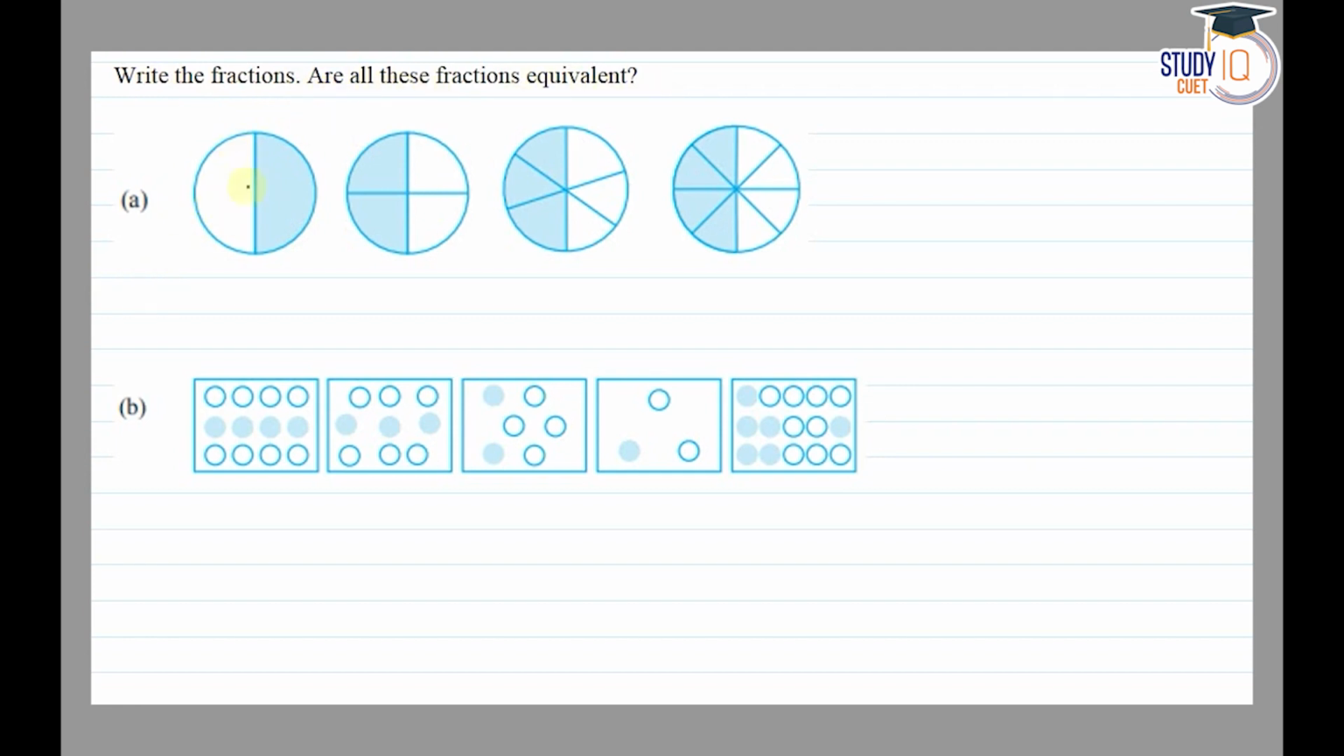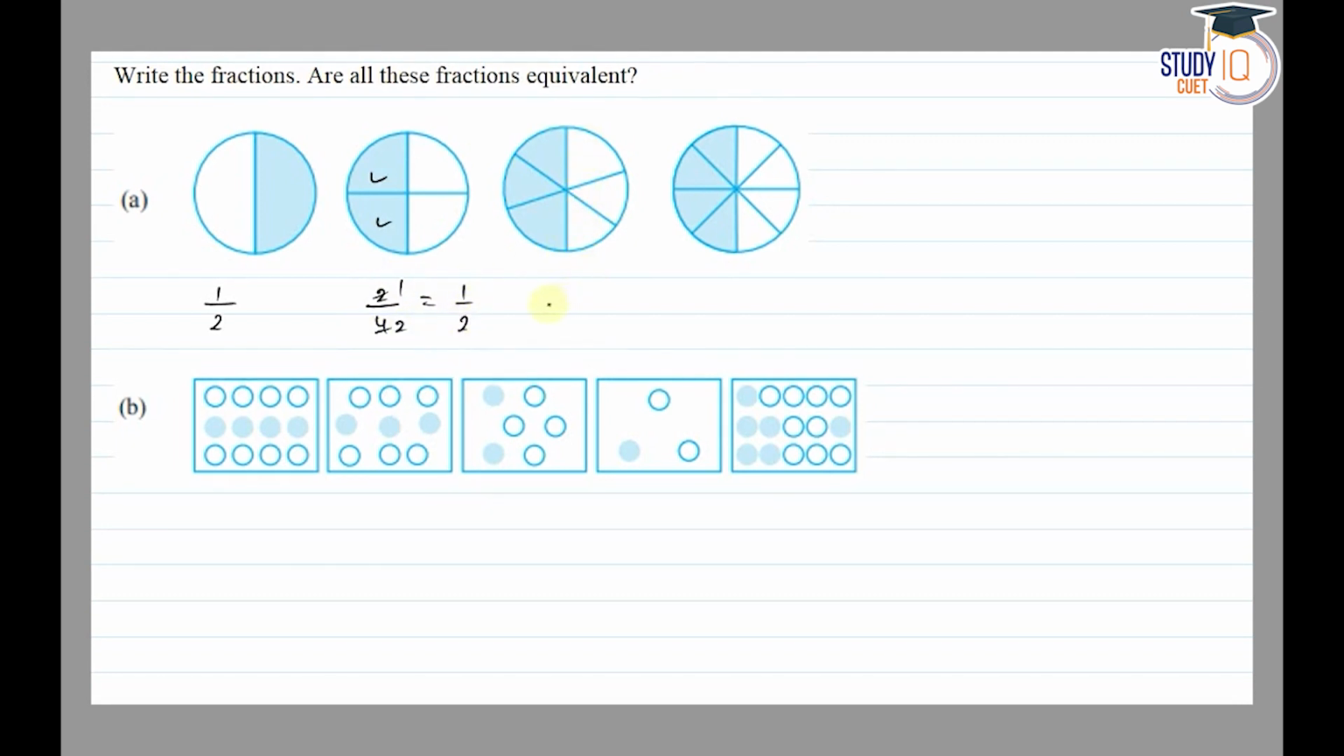So in part A, a total of two parts are given and one part is shaded. So the fraction will be 1 by 2. And next, total 4 parts and the shaded portion is 2. So we will simplify: 2 1s are 2, 2 2s are 4, so this will be 1 by 2.